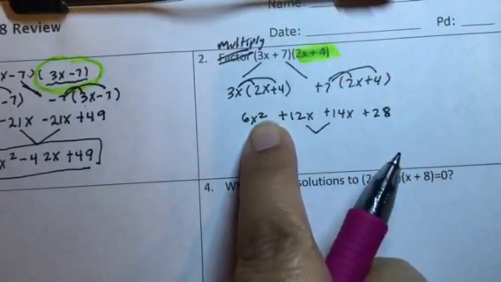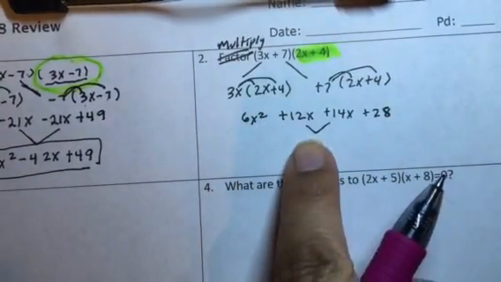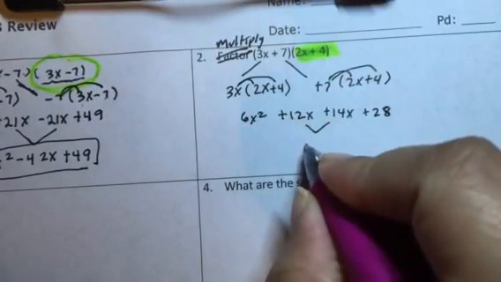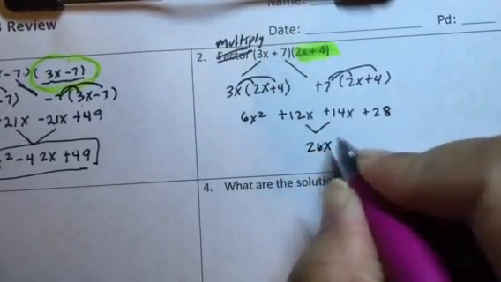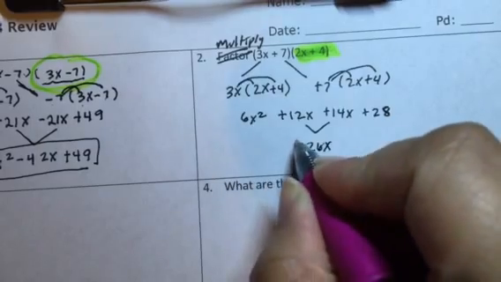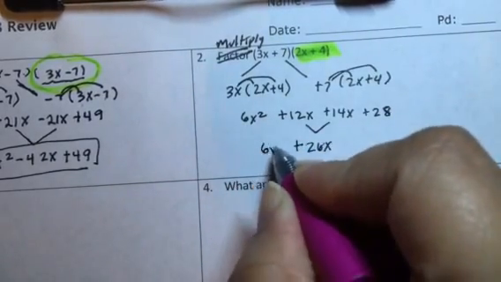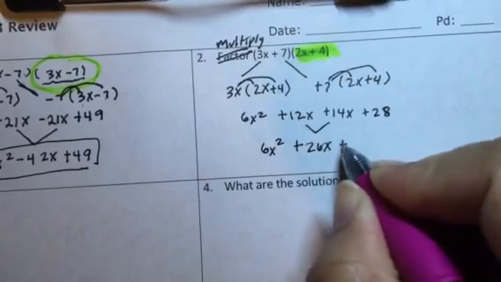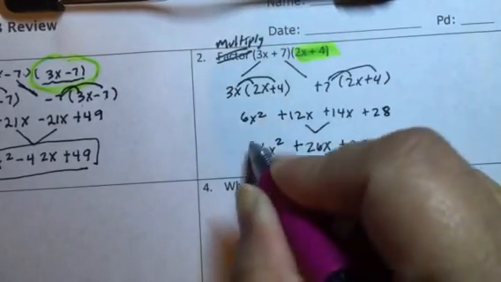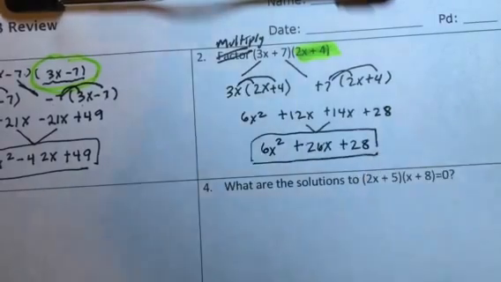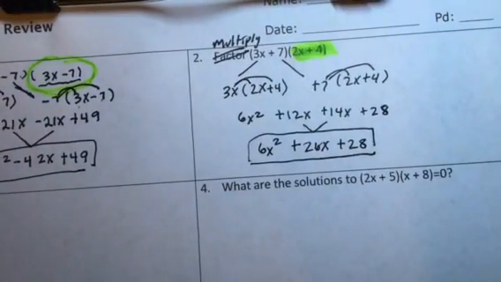If you look, that has an x squared, so they're not like terms, so you can't combine those two. So you add these two, that gives you 26x. And then, because it's positive, you're going to put a plus sign. Then you bring these other two down. And there's your answer: 6x squared plus 26x plus 28.